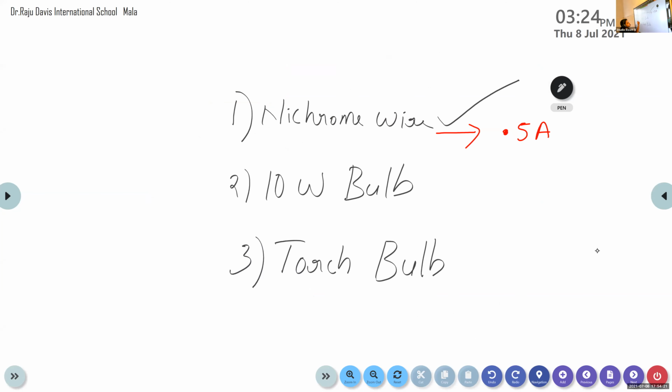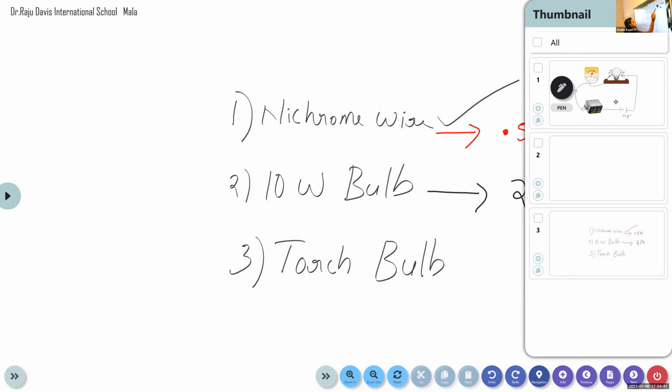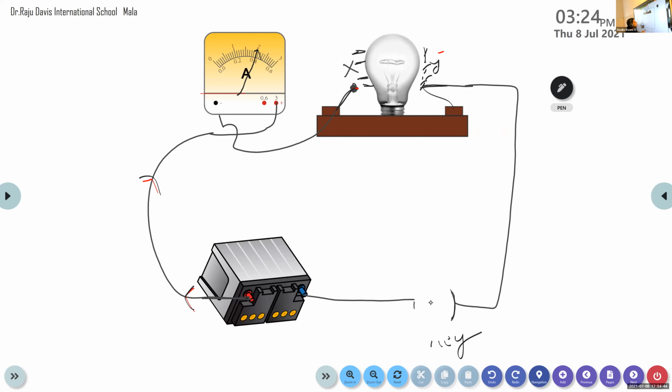So when we connect a 10-watt bulb in place of the nichrome wire, we replace the nichrome wire with a 10-watt bulb, and we repeat the same activity and measure the value of current through the electric circuit, and it is 2 ampere. Now again, what is the next step? The first step is you remove the key from the plug. Then we can replace this bulb. Okay, now we are going to replace the bulb. How can we replace the bulb? One minute.